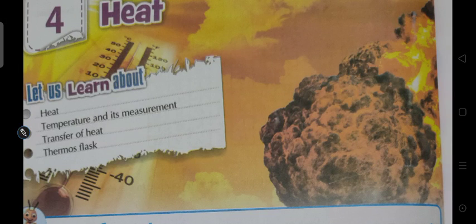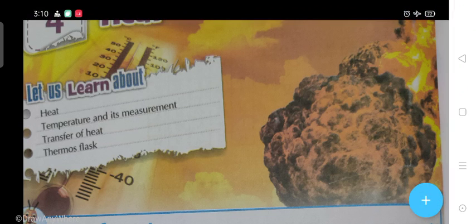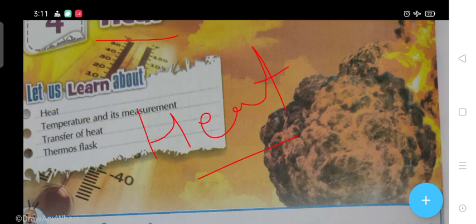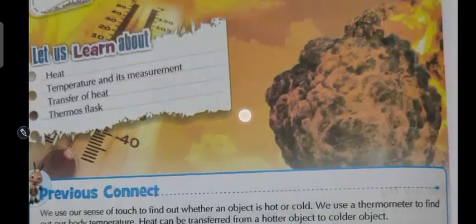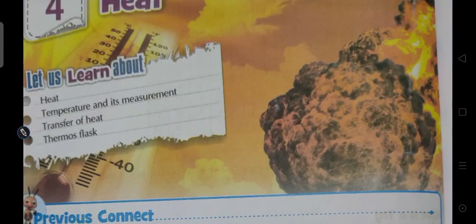Class 7th, Science, 4th chapter, that is Heat. Students, what do you know about the heat? Heat means the hotness, and that is measured by some instrument like the thermometer. Okay? Whenever you touch a hot pan, then you feel heat.